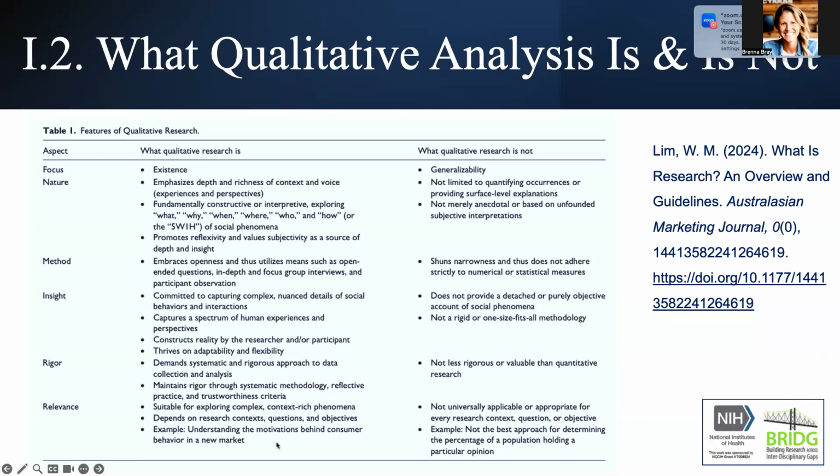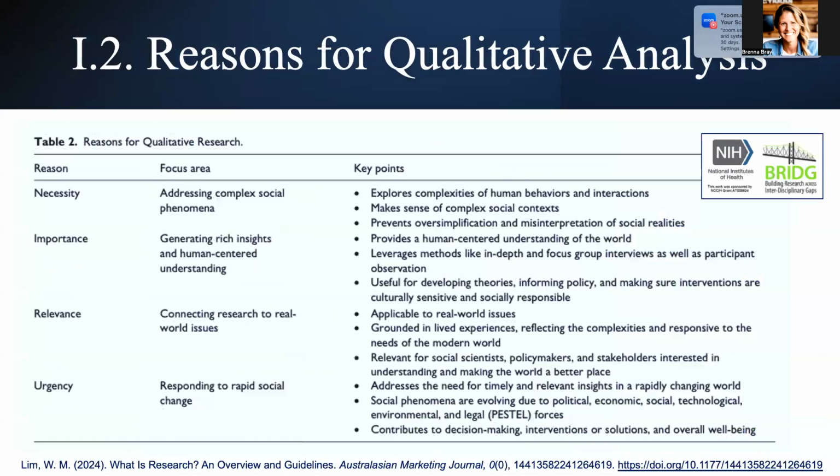Qualitative research is suitable for exploring complex, content-rich phenomena. It depends on research context, questions, and objectives. So, for example, understanding the motivations behind consumer behavior in a new market. Qualitative research is not universally applicable or appropriate for every research context, question, or objective. So, for example, it's not the best approach for determining the percent of a population holding a particular opinion, right? We would want to use quantitative methods for something like that.